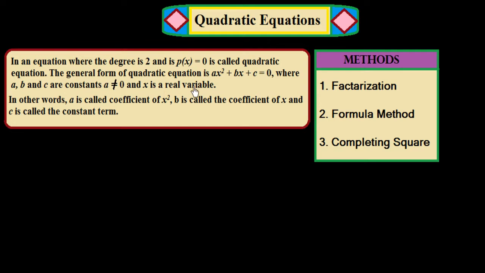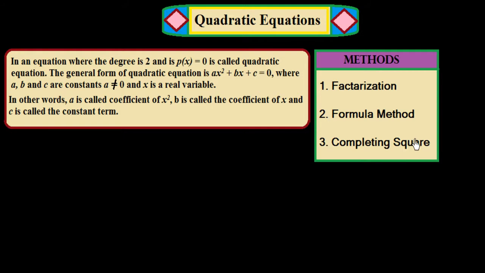The general form of a quadratic equation is ax square plus bx plus c is equal to 0, where a, b and c are constants, a is not equal to 0 and x is a real variable. In other words, a is called the coefficient of x square, b is called the coefficient of x, and c is called the constant term. We have three methods to solve the quadratic equation. First is the factorization method, second is the formula method, and the third one is the completing square method.